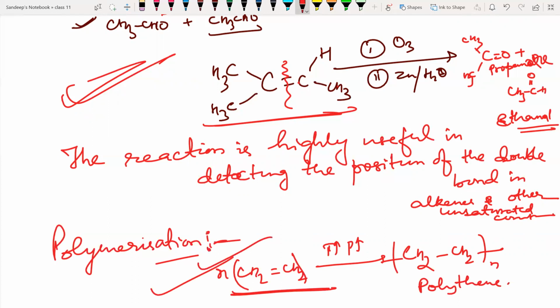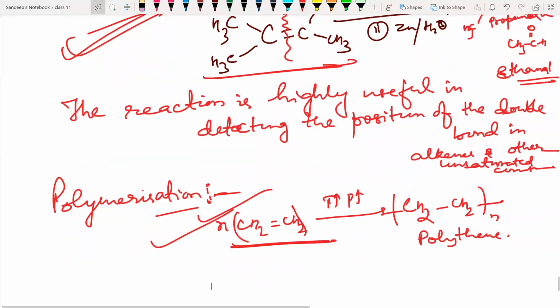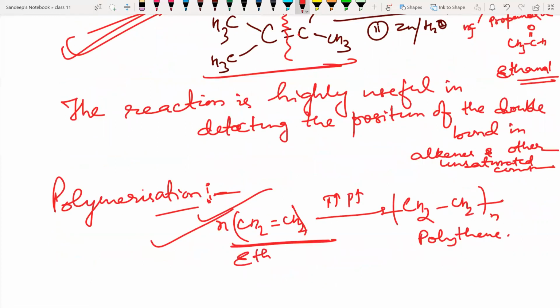Polymers are very, very useful. The process of formation of polymers from monomer is called polymerization. This is ethene, the monomer. This is polythene, the polymer.